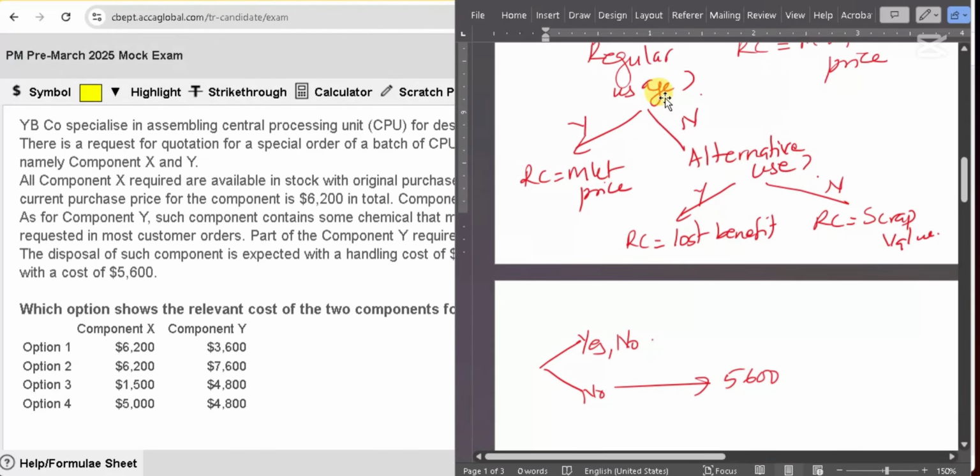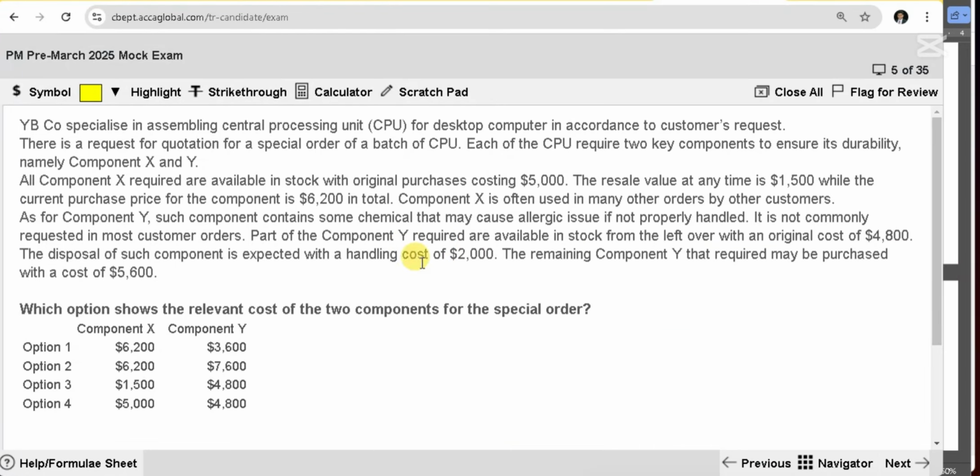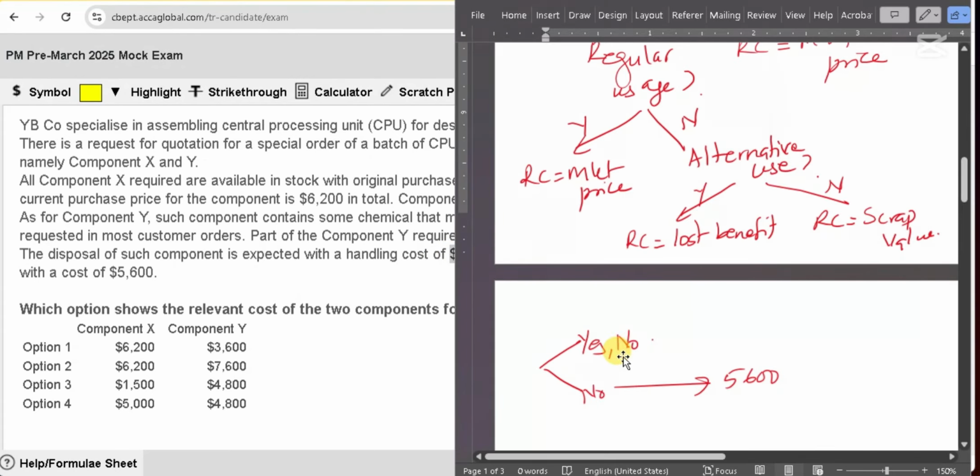If it is not regularly used, there is no alternative use, but however they say there is a cost of disposing. So imagine if this material is not used for this particular order, you are going to dispose it, incurring a cost of 2,000. It's not a benefit, it's a cost. So when you use this material for this product, you can save this $2,000. You don't have to dispose it, which means you don't have to spend this cost. So this 2,000 can be saved. So for this 2,000, it's not a cost, it's going to be saving.